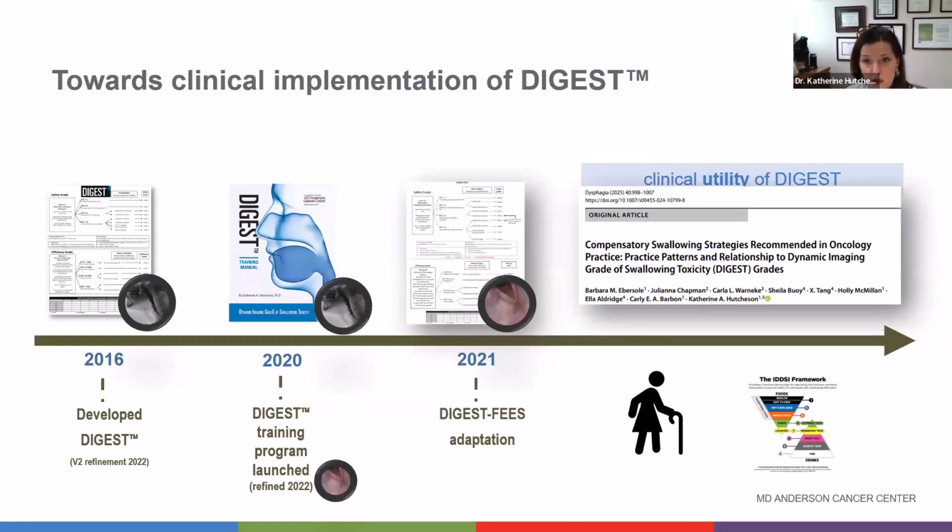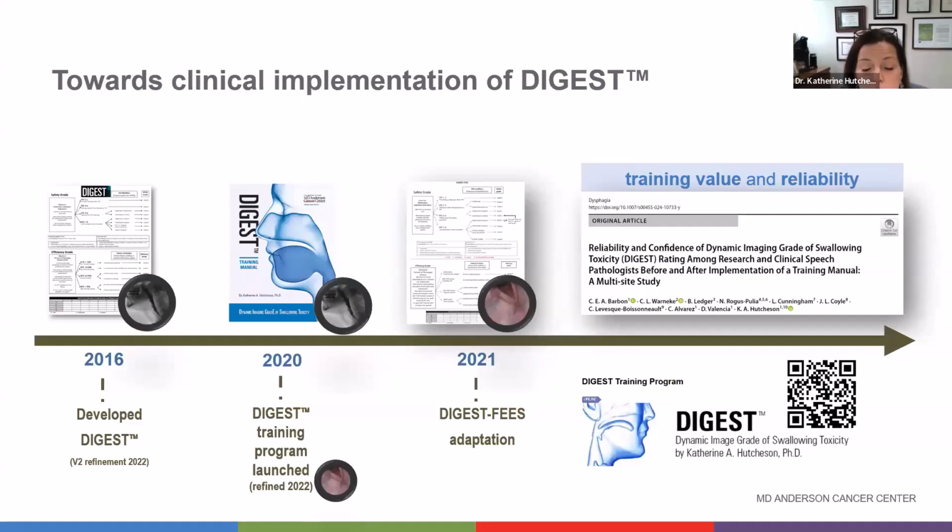Likewise, Digest has been found to relate in a systematic fashion to the diet recommendations that we make from our swallow studies. And this all suggests the concept of the utility of the measure toward its intended goal.